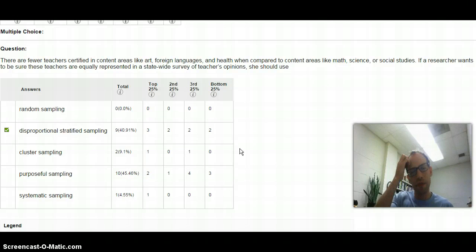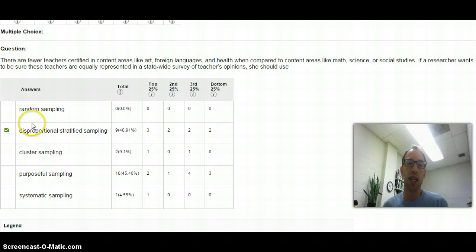Okay. This was a kind of difficult question, I think. The two that people mostly chose here were disproportional stratified and purposeful. First of all, purposeful goes more with qualitative research, and it's based on case studies where you have a pretty small sample. When you're doing a larger sample, or a statewide sample like this one, that is when you use quantitative methods such as disproportional.